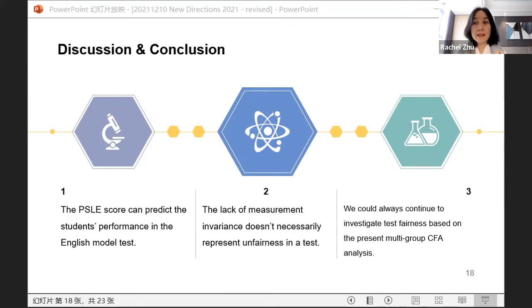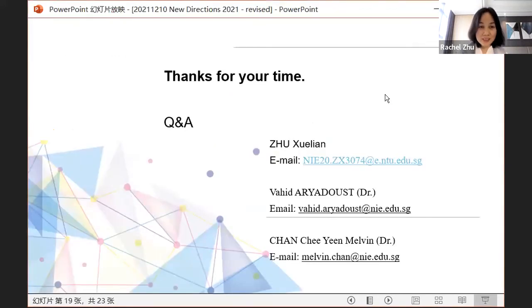It is also feasible to adopt item response theory models like Rasch-based investigation to investigate differential item functioning, which can be a complementary method to explain whether the lack of measurement invariance affects test fairness. So this is our presentation. We welcome all kinds of questions.